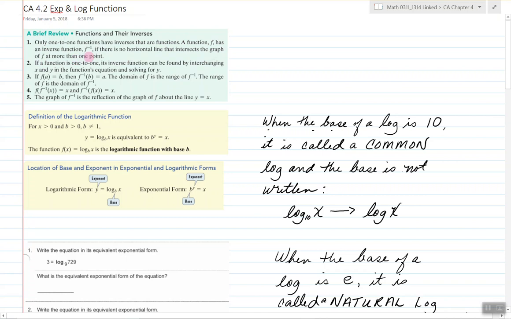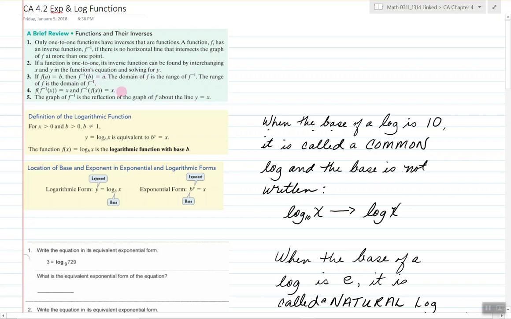If a function is one-to-one, its inverse function can be found by interchanging x and y in the function's equation and solving for y. That was a process we used for finding inverses. If f of a equals b, then f inverse of b equals a. In other words, the ordered pairs reverse order in the inverses. The domain of f is the range of f inverse, and the range of f is the domain of f inverse.